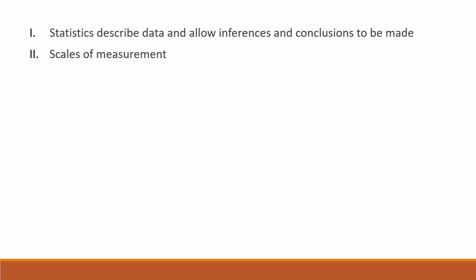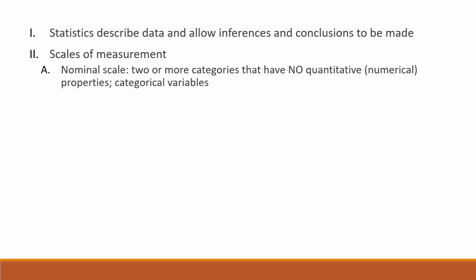Going into the scales of measurement, we have nominal, ordinal, interval, and ratio scales. Nominal scales refer to two or more categories that have no quantitative or numerical properties. So these are all categorical variables. Think about grouping people by eye color, hair color, gender, college major, anything that's more descriptive.